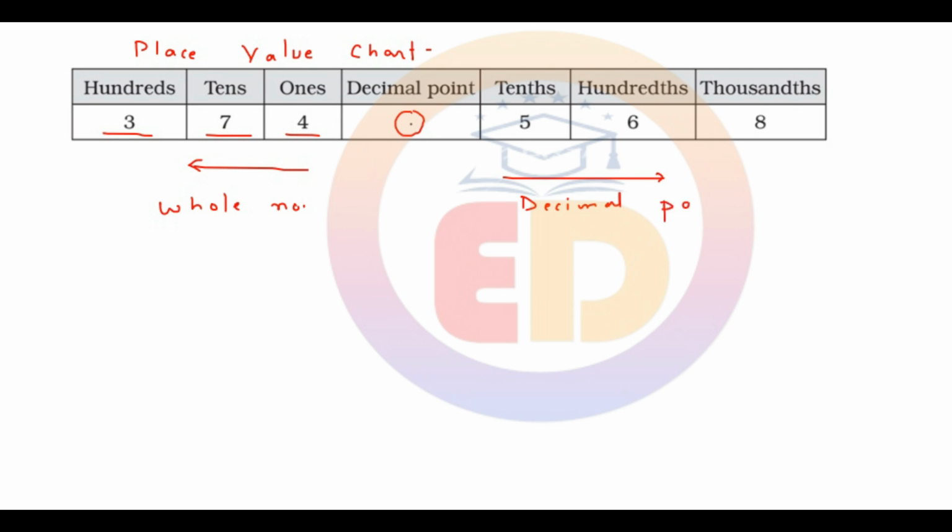And for the decimal part, which is on the right side, the first digit on the right of the decimal point will be the tenths place. Remember, it's not tens, it is tenths place. The second digit will be hundredths place. The third digit will be thousandths place. Now remember, this is not tens, hundreds and thousands, it is tenths with the TH, hundredths, thousandths. This is the place value chart of a decimal number. We'll understand it better when we do one question on comparison of decimal numbers.